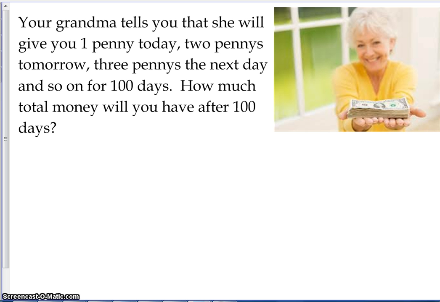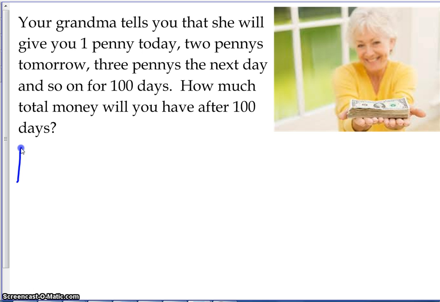So here we have a nice problem. Your grandma tells you she's going to give you a penny today, 2 pennies tomorrow, 3 pennies the next day, and so on for 100 days. How much money will you have after 100 days? And my challenge would be, how fast can you solve this? I want it fast, and I want you to do it another way other than going 1 plus 2 plus 3 plus 4 plus 5 all the way to 100. So let's talk about this.